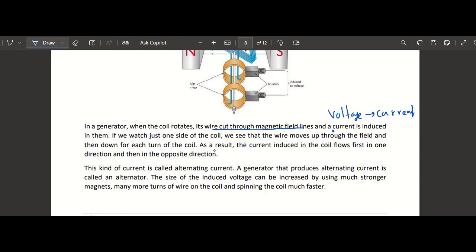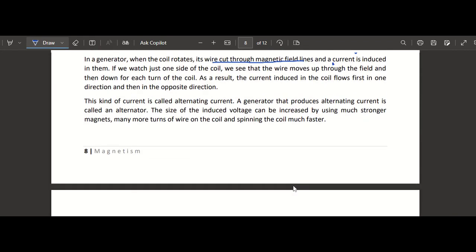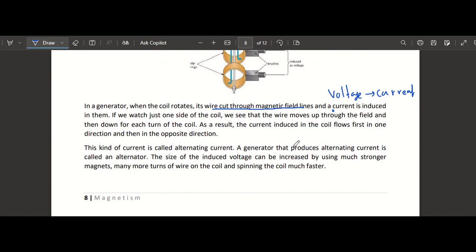The size of the induced voltage can be increased by using much stronger magnets, many more turns of wire in the coil, and spinning the coil much faster. Just like the one we discussed earlier. So we can increase the current in this generator by spinning faster, using a stronger magnet, or making more turns in the coil. So to practice this, since you haven't written anything, just write this as a question.